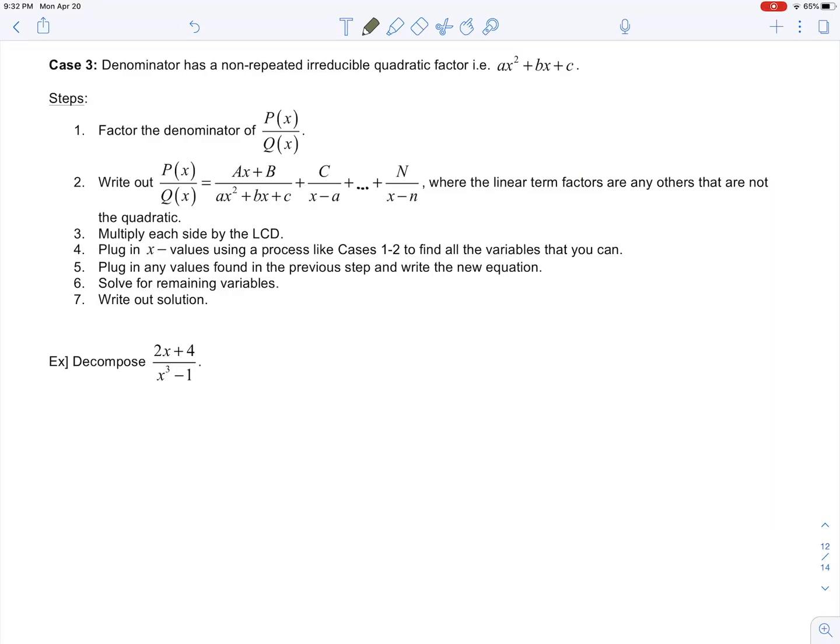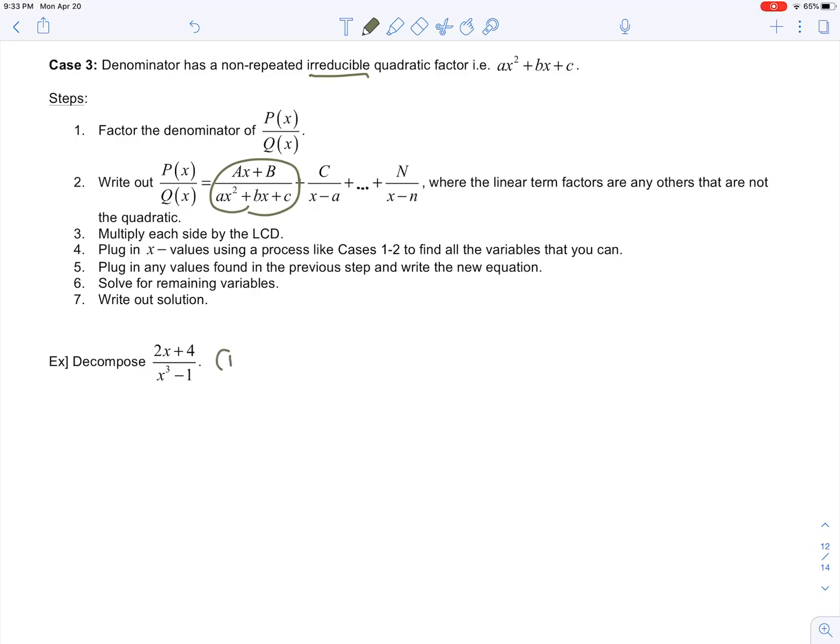So we're still in 8.5. Now we're looking at what if you have a quadratic factor in your denominator that is not factorable. So it would be called an irreducible quadratic factor. The only thing that really changes is when you set up that fraction, the numerator could be something that is linear or degree 1. So that just slightly changes the setup for your decomposed fraction.